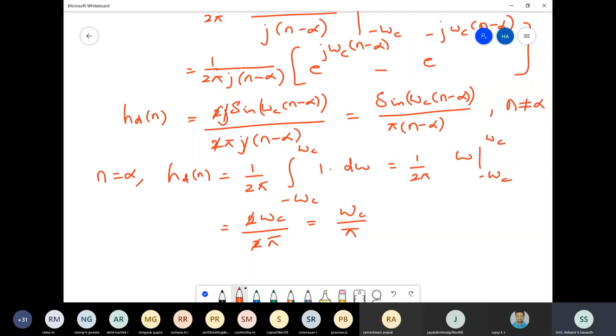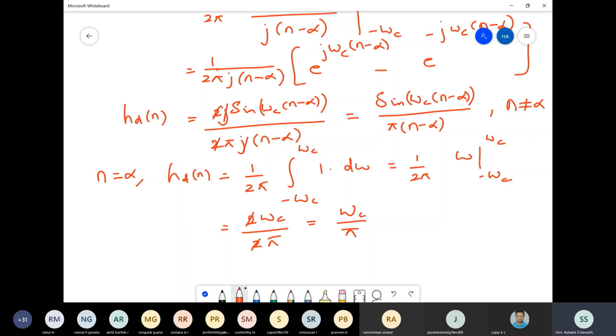So for this sinc function, what you can expect at n equals alpha is a maximum of omega c by pi, and the value goes on decreasing. You know how a sinc function looks. It goes on decreasing and there are ripples on the left side and on the right side. But it's a symmetric function about the point n equals alpha. I am talking about hd of n.